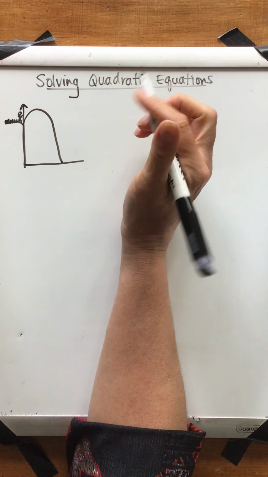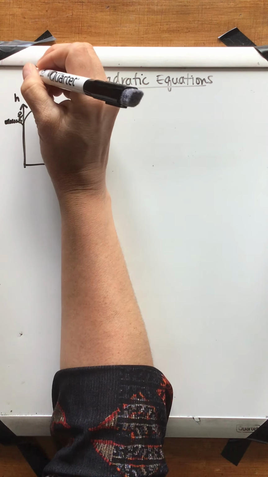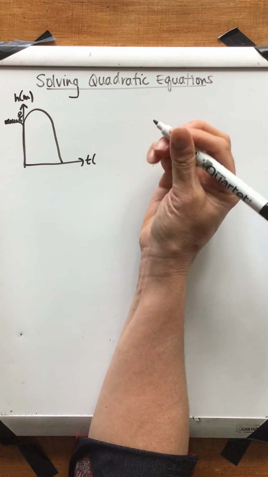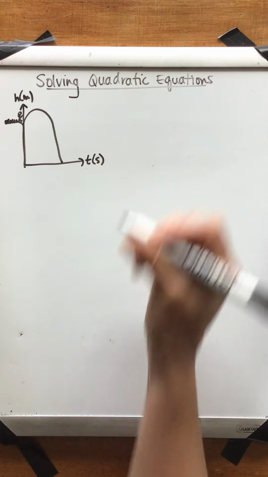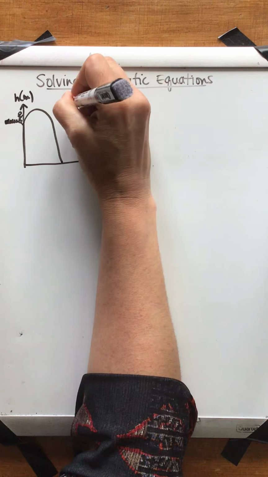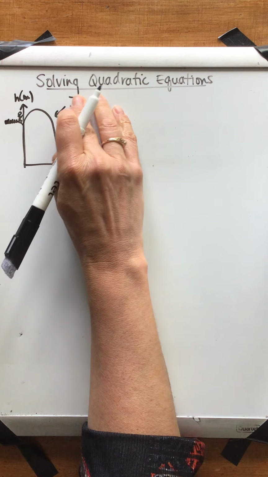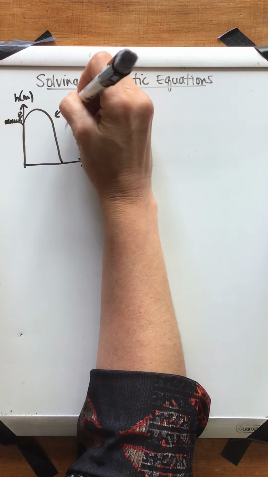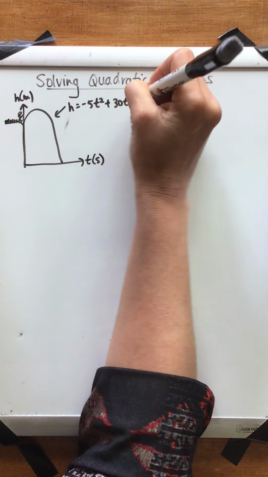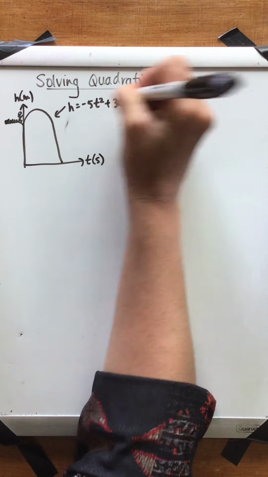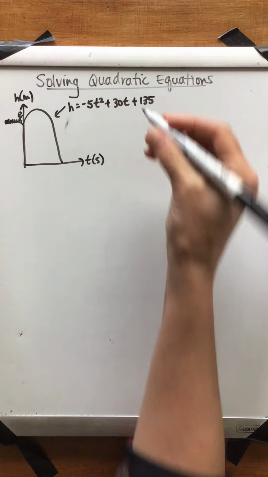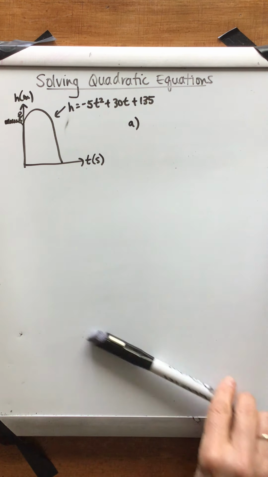And this is height. It tells us it's measured in meters. And this time we're going to put time on this axis, and time is going to be measured in seconds. All right, and the equation for this is given as h equals negative 5t squared plus 30t plus 135. All right. So first of all, how tall is the cliff?